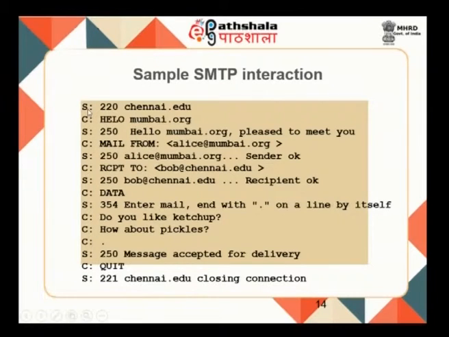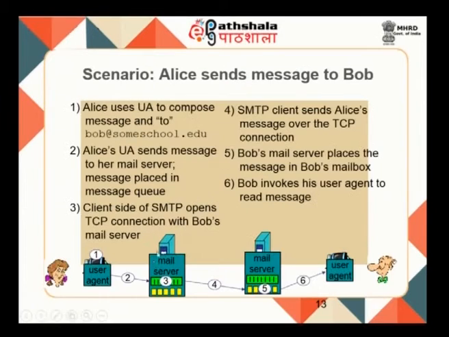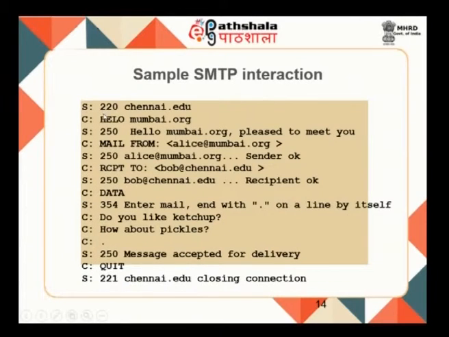The first thing that will happen between the server and the client. The moment the mail server establishes a TCP connection with this mail server at port number 25, this server now responds with a particular message, with a status saying 220. Let us say chennai.edu is talking to mumbai.org, just giving 2 names there. So, 220 chennai.edu will be the server's response, the first message given by the server.